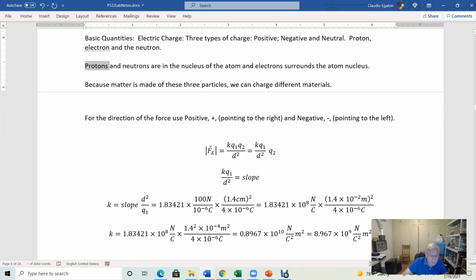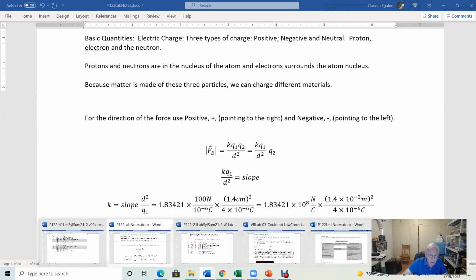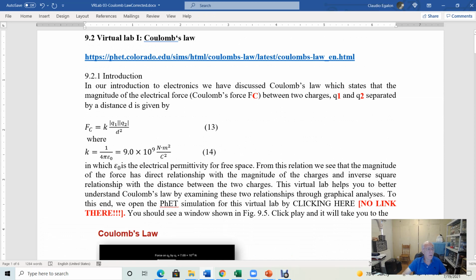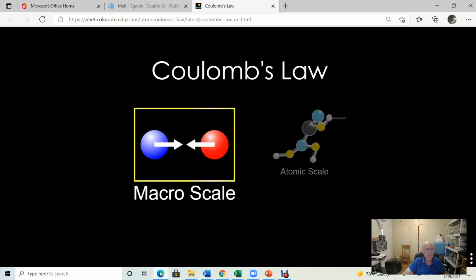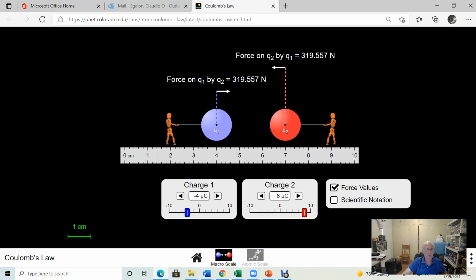Okay, so let's go back to our virtual lab. Let's click here in the simulation. Loading macro scale. So what we're going to do, we're going to play with this law, with Coulomb's law. We're going to see how it behaves, the same way that we saw how the gravitational force behaves. Okay? So this is the simulation. This simulation that we are going to do is very similar to the simulation that we did for gravitational force.